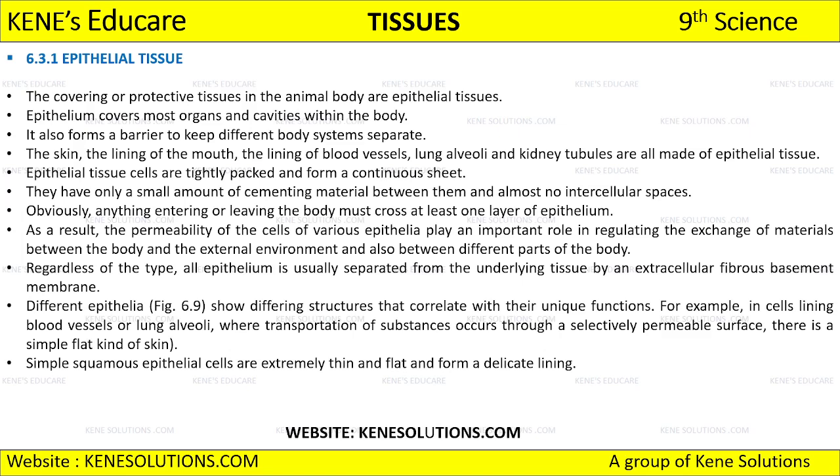Now when it comes to an example, in cells lining blood vessels or lung alveoli, where transportation of substances occurs through a selectively permeable membrane, there is a simple flat kind of skin. Now a selectively permeable surface includes the plasma membrane, which is also called the cell membrane, right? So whenever there is transportation of substances through any selectively permeable surface, we are going to find a simple flat kind of skin present.